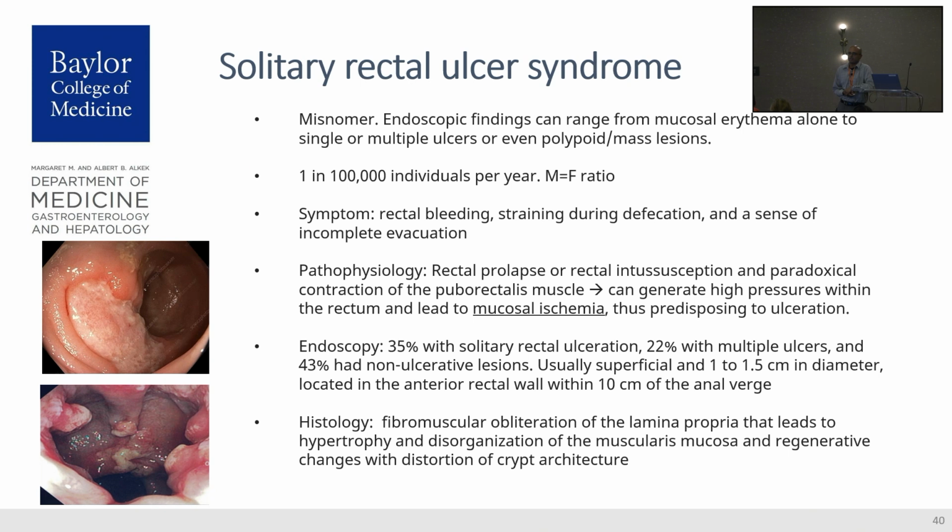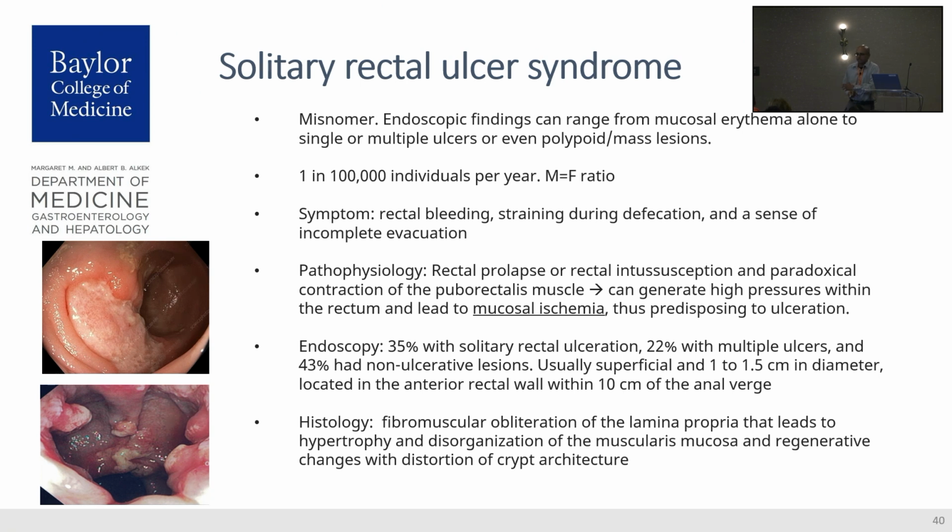It is a misnomer, because only one third of the patients will have a single ulcer, and at least 25% of the patients will have more than one ulcer. Previously it was called stercoral ulcers, but now it's SRUS, the short version. The pathology is ischemia, which is very important. There's a rectal prolapse or intussusception along with paradoxical contraction of the muscle. So it causes mucosal ischemia, the mucosa sloughs off, and patients bleed.